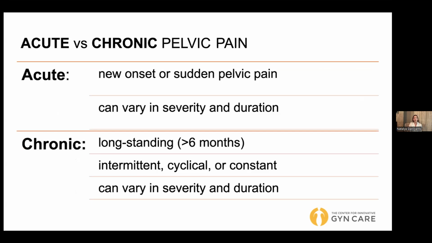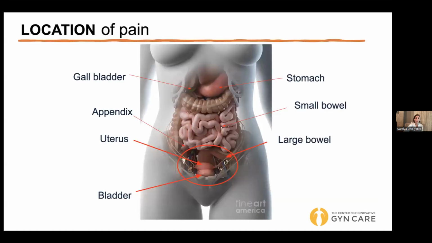So acute versus chronic, right? Acute is something new or sudden. A lot of times acute pelvic pain, especially if it's severe, will bring the patient to the emergency room. It can vary in severity and again in duration. So it could last a few seconds or it could last for hours or days. Chronic is something that's been present for more than 6 months. And it doesn't have to be to the same extent for those 6 months, right? So it could come and go, or it can be worse or better, or it can be constant or cyclical.